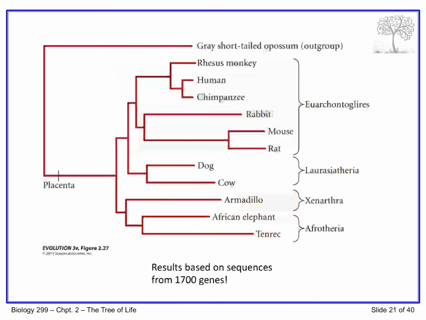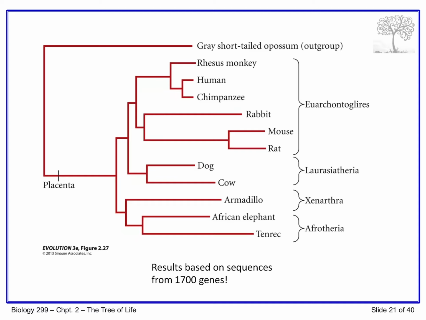So, for example, here we have a mammal phylogeny produced by two research teams. One compared 1,700 sequences across all these different species. So for the African elephant, they looked at 1,700 different genes. They looked at the same 1,700 for the armadillo and the same 1,700 for the cow and dog and so on. And this is the gene tree that they got.